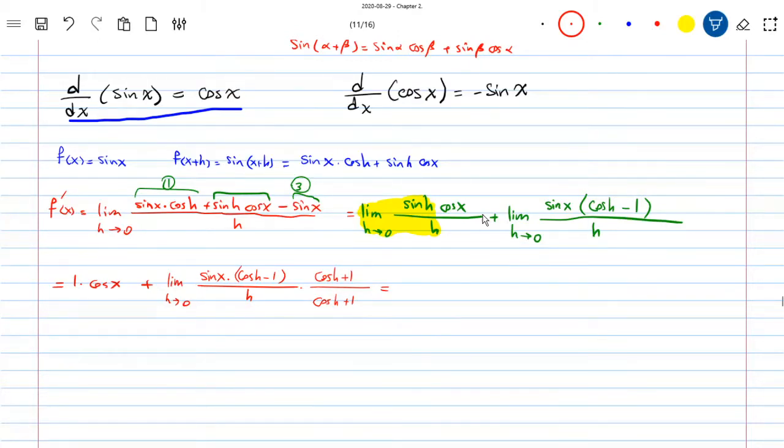So what do I have? There is still 1 times cosine x, which is cosine x, still there, plus sine x, which does not really depend on the limit. The limit is for h. So I can write it outside: sine x times the limit of (cosine h minus 1) times (cosine h plus 1). If I multiply the numerators, 1 times that, -1 times that, -1 times +1, what you get at the end is cosine squared h minus 1, divided by the denominator h times (cosine h plus 1). I'm skipping some of the steps, but I don't think it's that complicated to do the distribution.